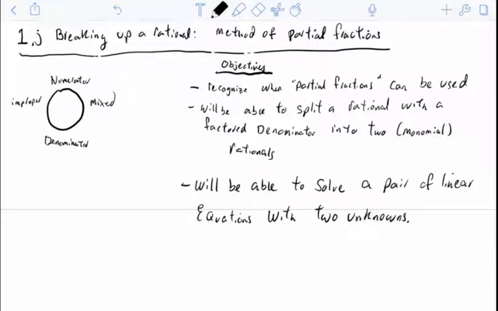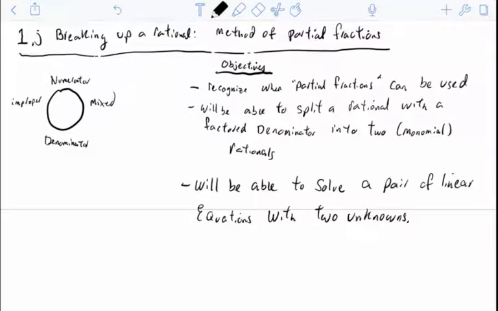This is actually, I think, the last operational section that we're going to be covering in this particular chapter. After this, we'll do some applications, some word problems. It should be pretty fun. Okay, so this lesson is on breaking up rationals.